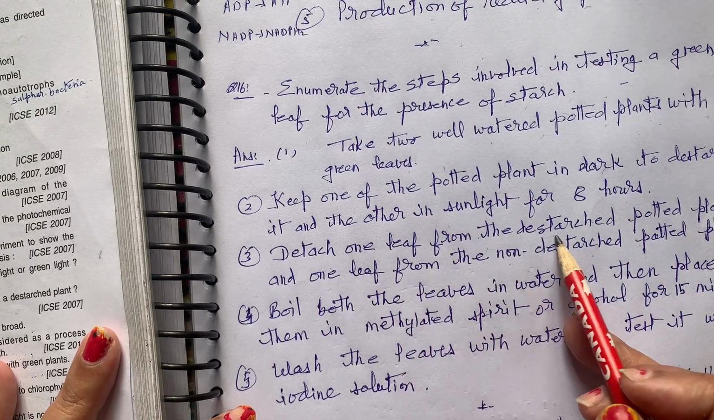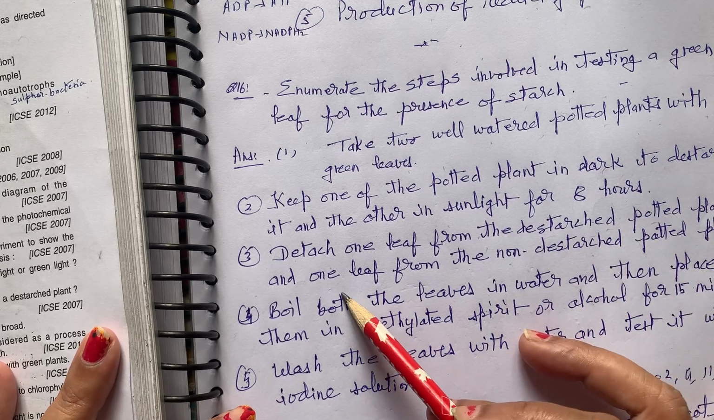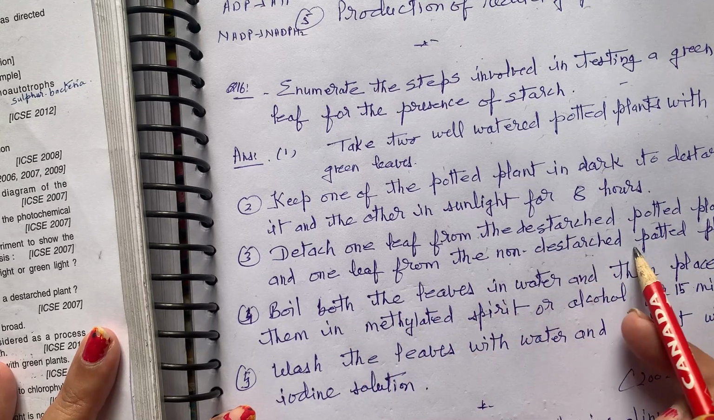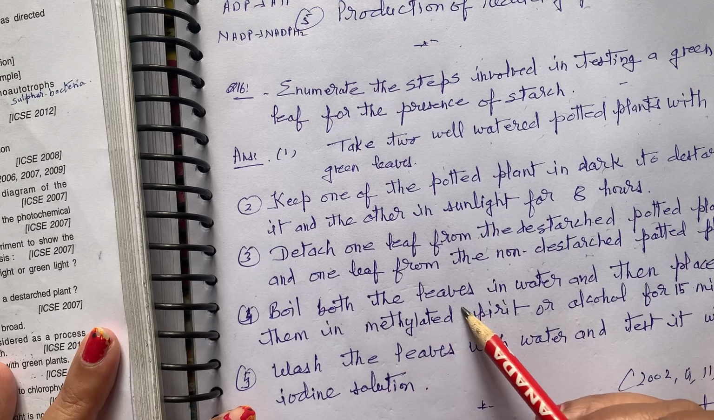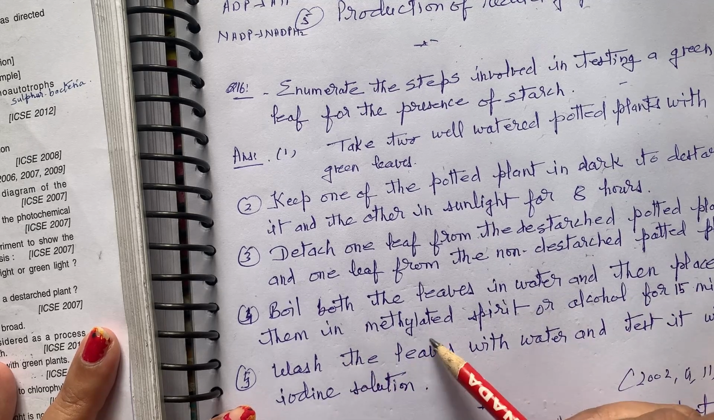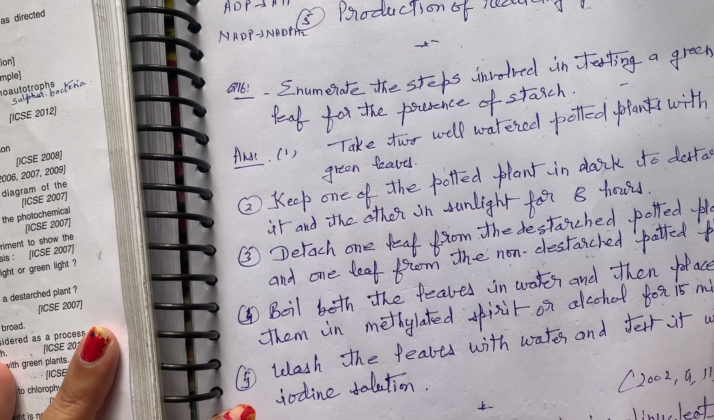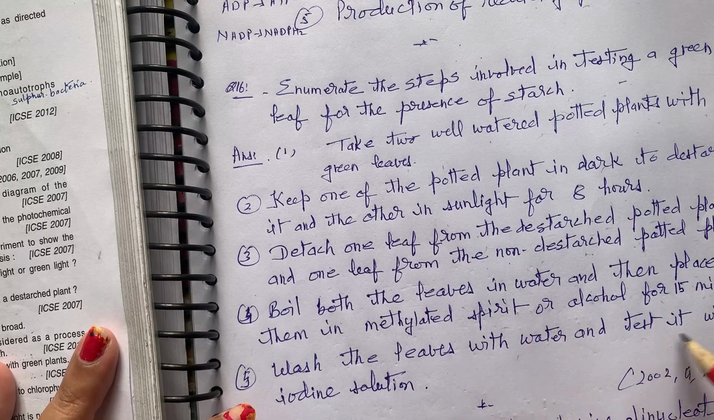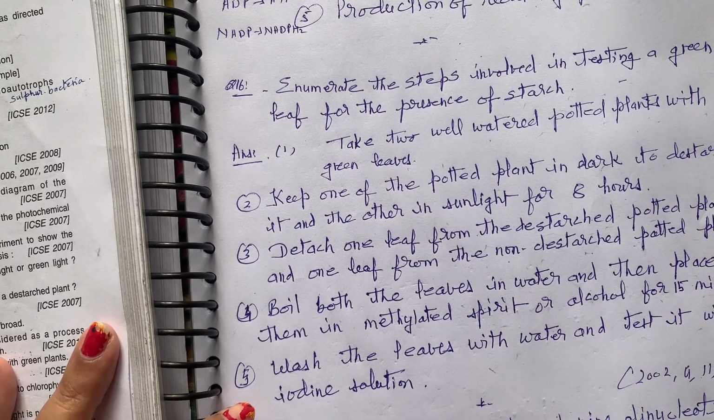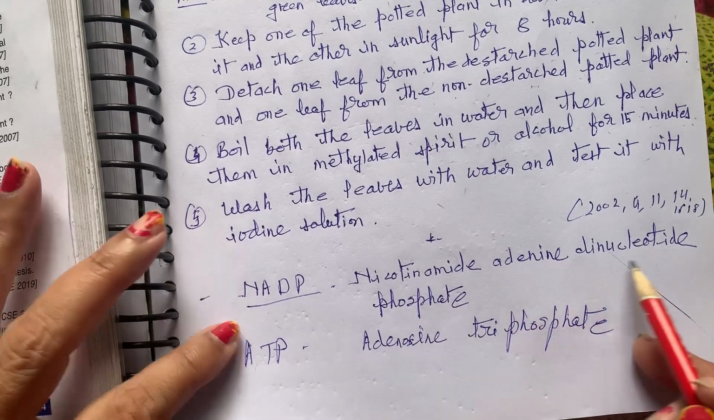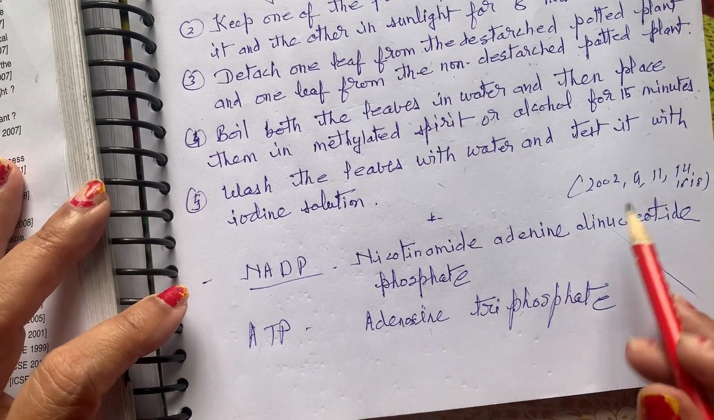Detach one leaf from the de-starched potted plant and one leaf from the non-de-starched potted plant. Boil both the leaves in water and then place them in methylated spirit or alcohol for 15 minutes. Wash the leaves with water and test them with iodine solution. NADP is nicotinamide adenine dinucleotide phosphate, ATP is adenosine triphosphate.